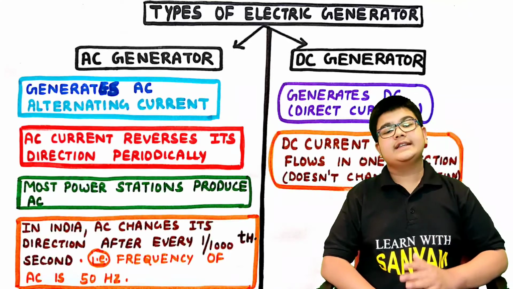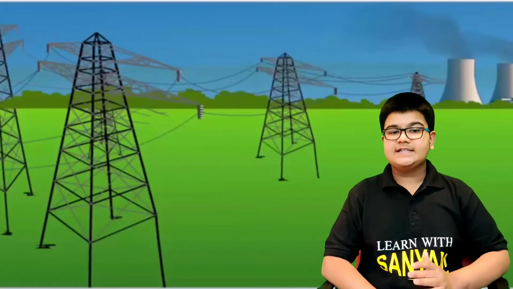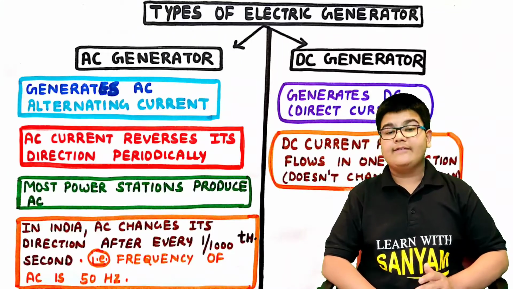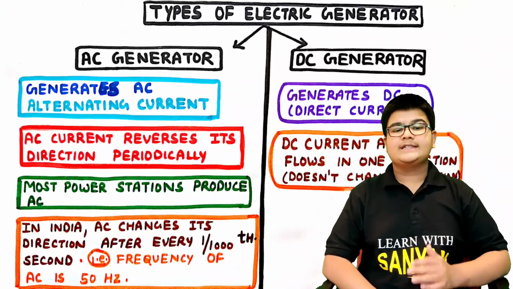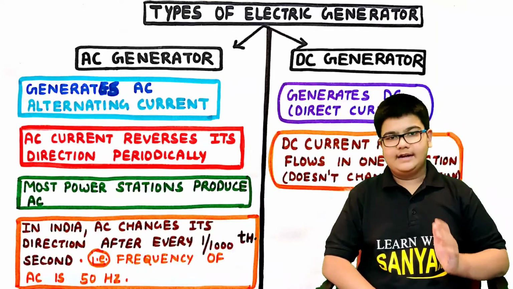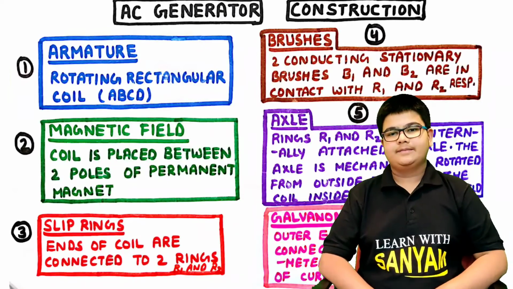Most power stations in India produce AC. And in India, AC changes its direction after every 1/100 seconds. This means that its frequency is 50 Hz. First, let's discuss AC generator.